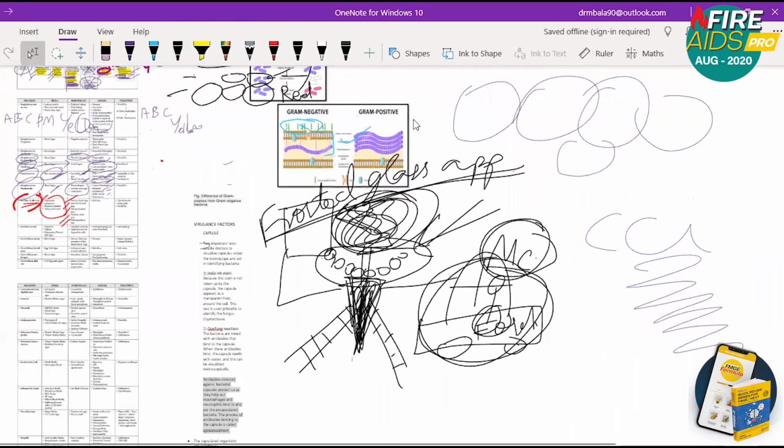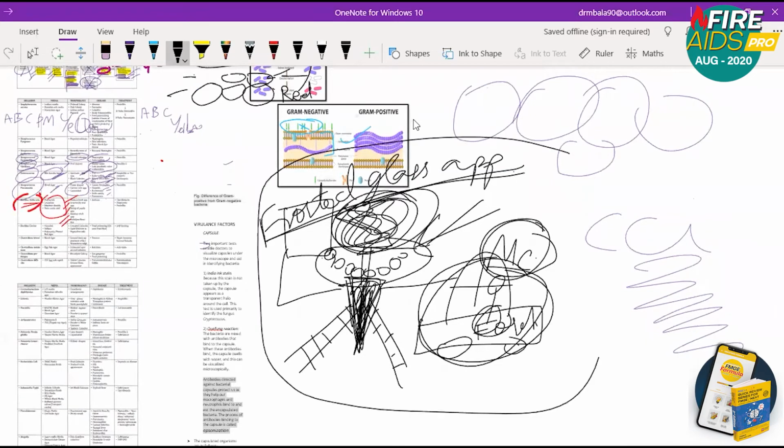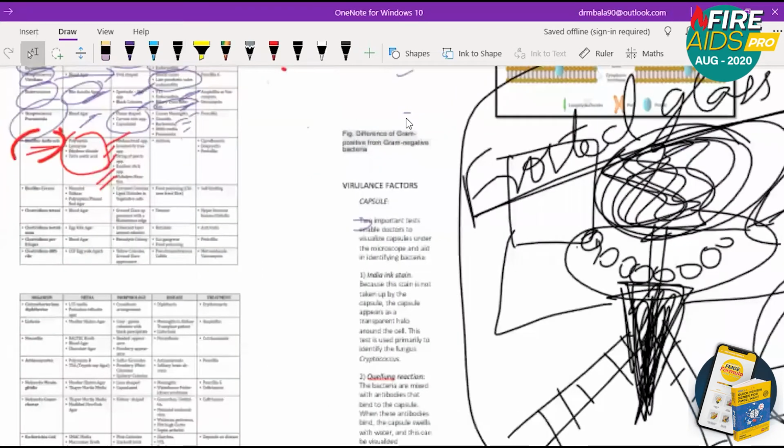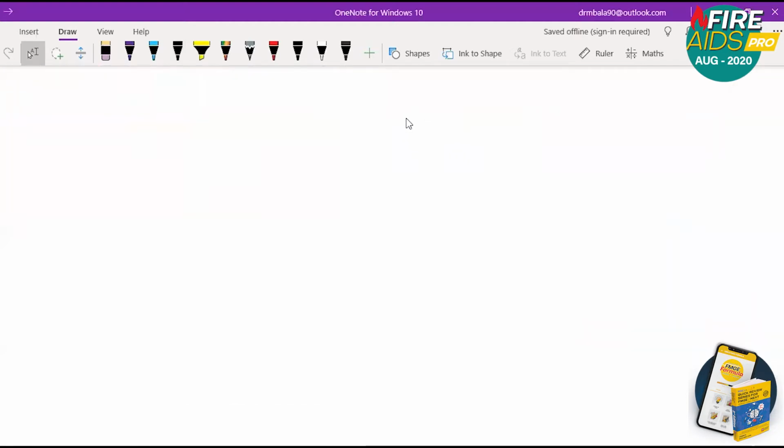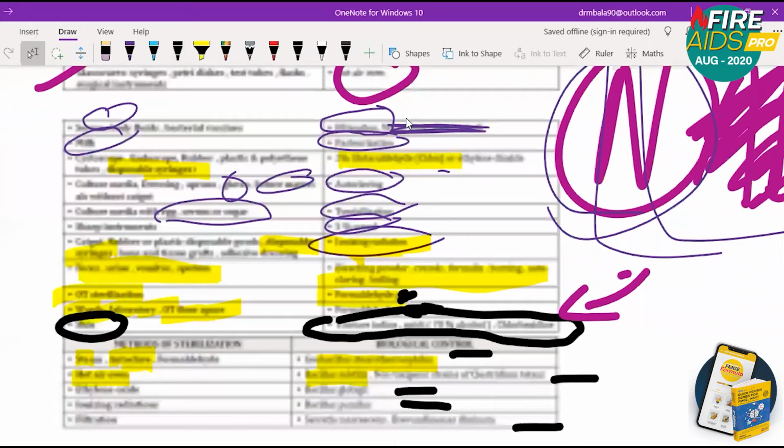Am I clear here? Yeah, very good. I won't be stressing like this for every topic, but bacteriology is something students often have trouble memorizing. So these are just small ways you can memorize these topics.